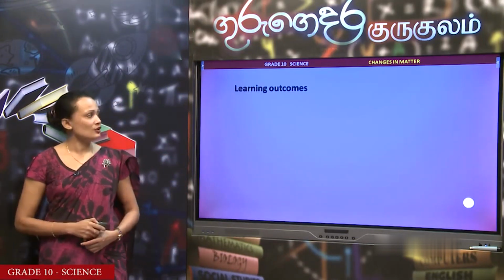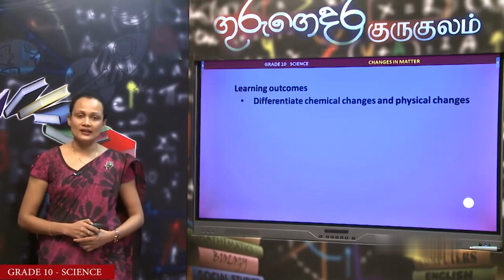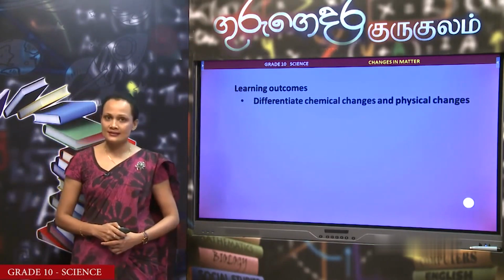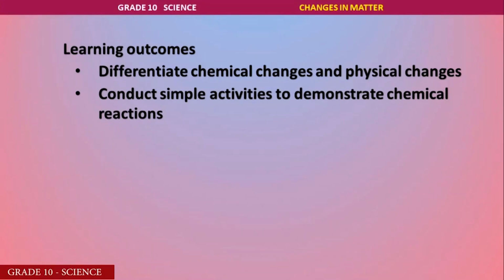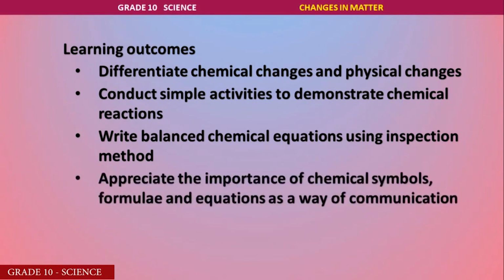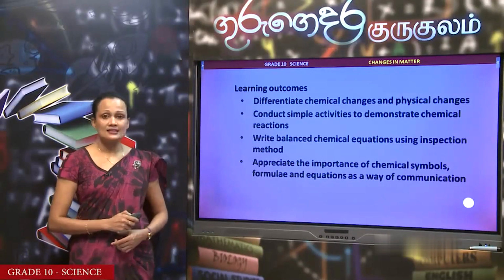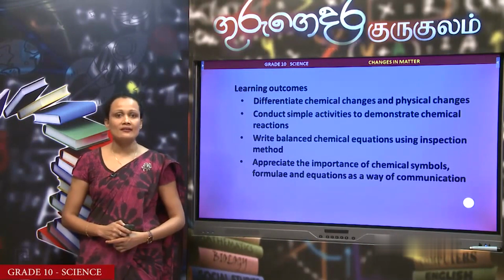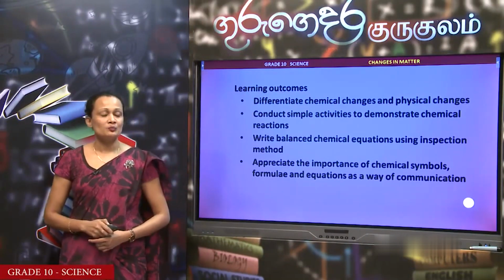At the end of the lesson, you will be able to differentiate chemical changes and physical changes. Then conduct simple activities to demonstrate chemical reactions. Third, write balanced chemical equations using the inspection method. And finally, appreciate the importance of chemical symbols, formulae and equations as a way of communication. So I think you are going to study these different things. Let's move to the lesson.